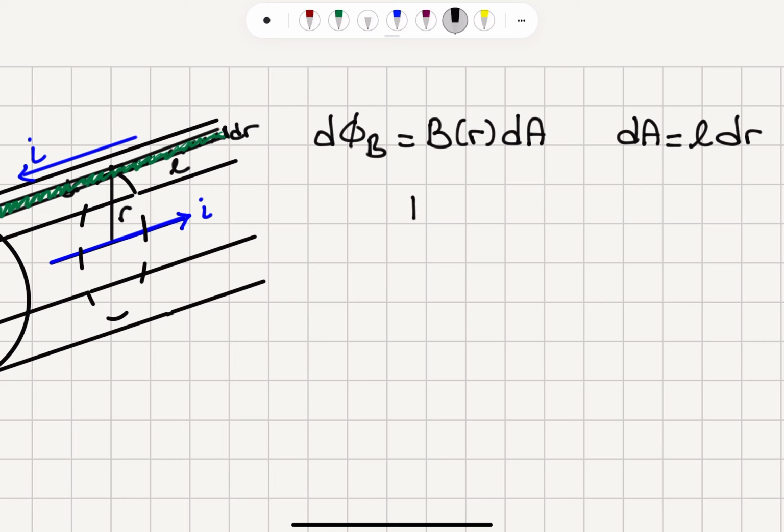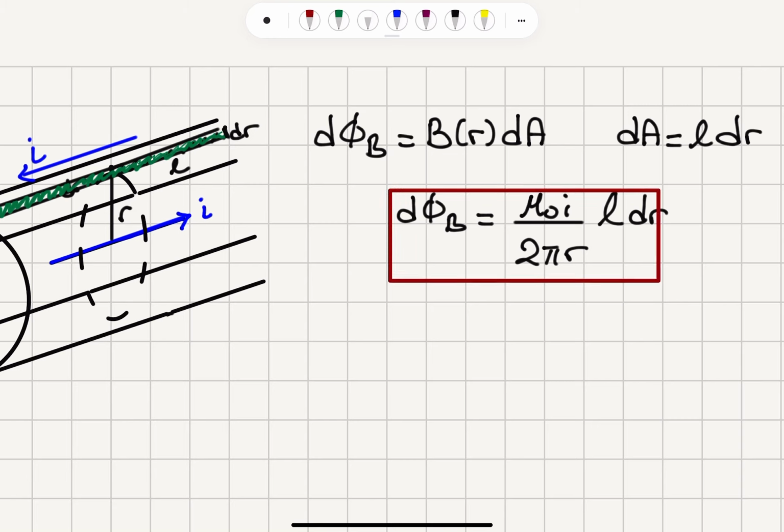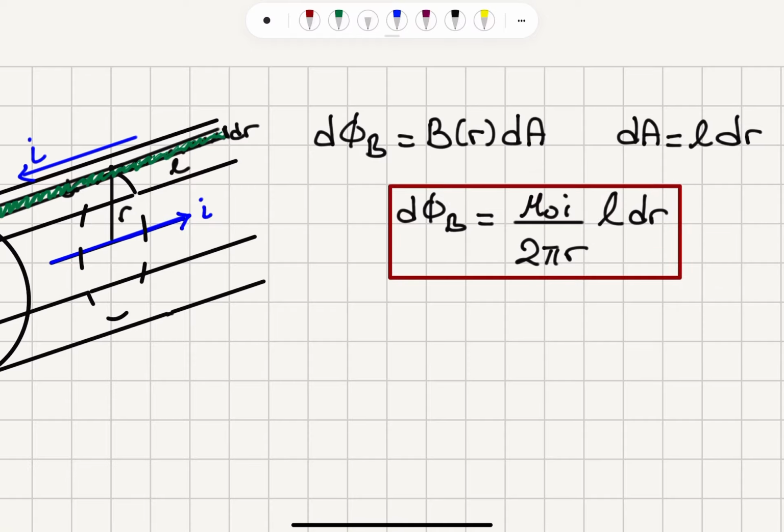Therefore we can find the magnetic flux through such a strip to be mu 0 I over 2 pi r, the magnitude of the magnetic field, multiplied by the area L dr. This is the dot product, but because the magnetic field and area vector are going to be parallel to each other for the strip, the flux will be simply the product of the magnitudes, mu 0 I over 2 pi r times L dr.